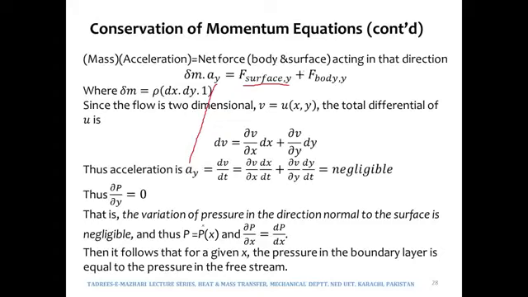So that would mean that the variation of pressure in the direction normal to the surface is negligible, and therefore the total change would be in x direction. If dou P by dou Y is 0, it means that the variation of pressure in the direction normal to the surface, in y direction, is negligible, and thus the total change in pressure would be in x direction. Therefore dou P by dou x can then be written as dP by dx, because dou P by dou y is 0, as discussed over here.